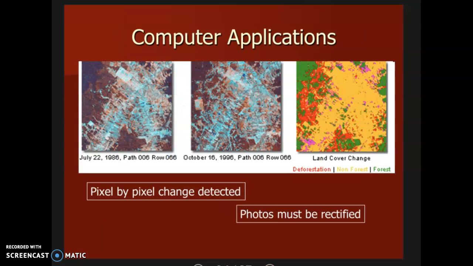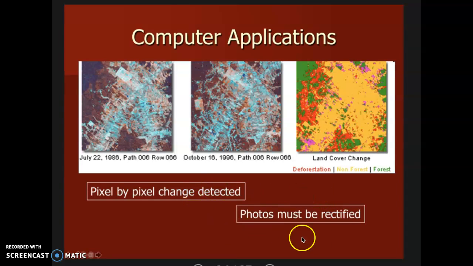Here's an example of a pixel by pixel process of change detection. We're looking at an area that changed from 1986 to 1996, and looking at that land cover change. Here's the resultant image from ERDAS Imagine, and the red are areas that were deforested. The orange were non-forest all along, and the green are forested. So you can see clearly areas that were forested but are no longer over this period of time. Essentially, the urban areas are spreading.